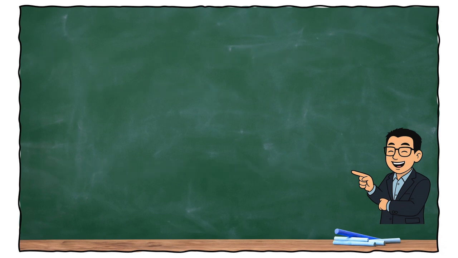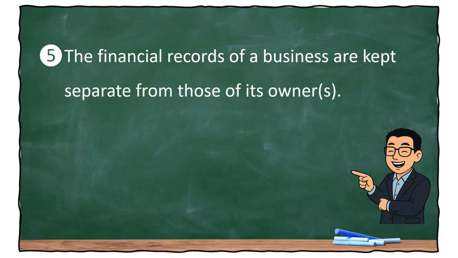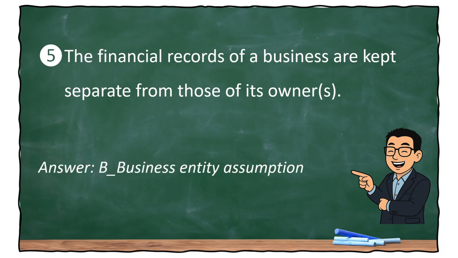Let's look at number 5. The financial records of a business are kept separate from those of its owner. The answer is B. Business entity assumption. This ensures personal and business finances are not mixed, providing clarity and legal separation.